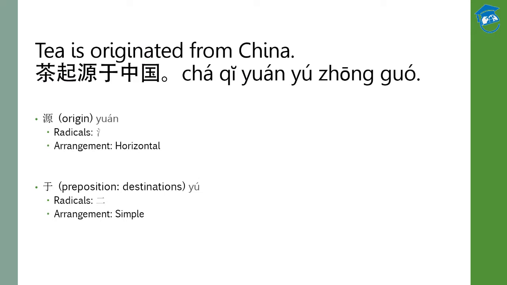Kevin continues the dialogue, and as he talks about Chinese tea culture, he says, tea is originated from China. 茶起源于中国。There are 2 new words here, so let's look at them. The first one is yuan. Yuan is origin. This is the pinyin yuan, and the radical is what's on the left there. So the arrangement is horizontal because you have left and right components. Let's look at how to write yuan.